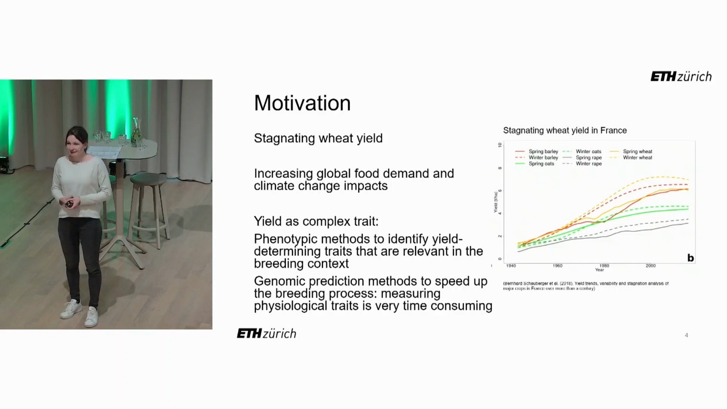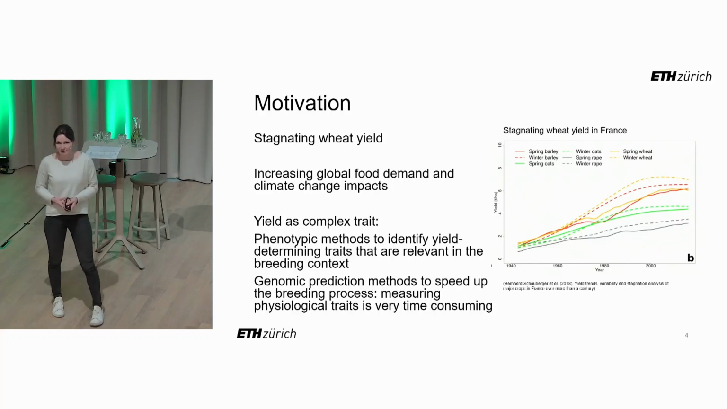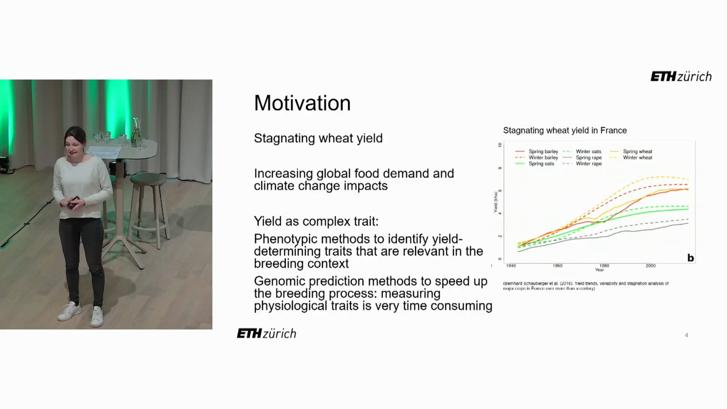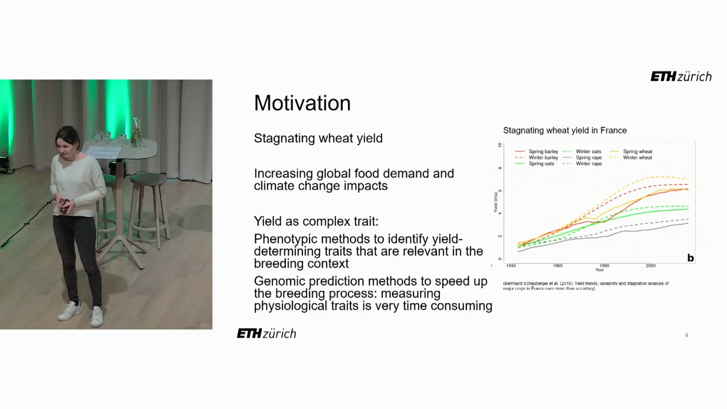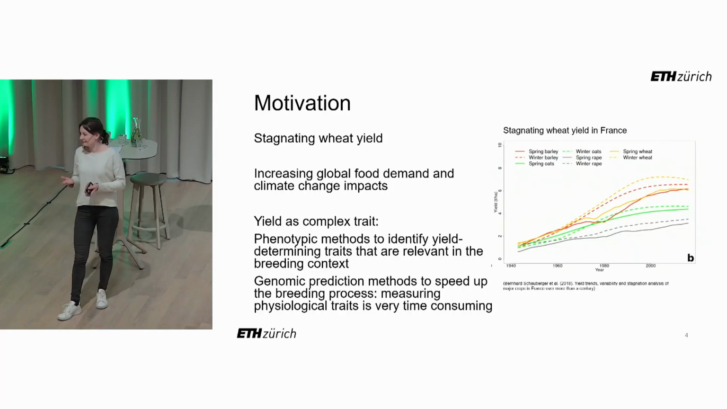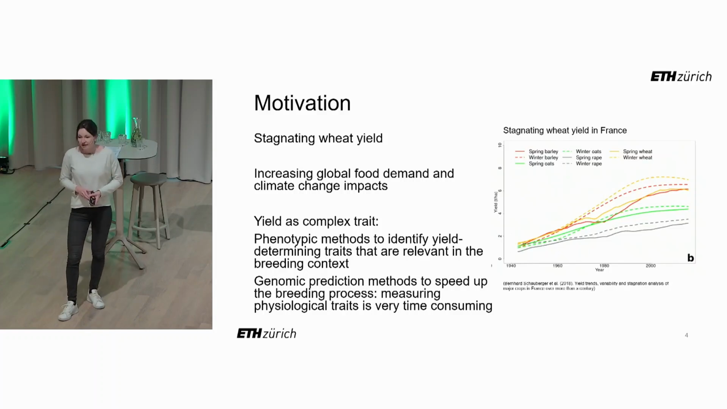So first to the background: what's the challenge of my PhD project? During the last couple of years, wheat yield was stagnating, as you can see here in an example from France. In the future, there will be increasing global food demand and negative impacts from climate change, so it will get even worse. You probably all know that yield is quite a complex trait. So we hope that phenotypic methods will help to identify traits which are related to yield. That means yield-determining traits, which are also relevant in a breeding context.